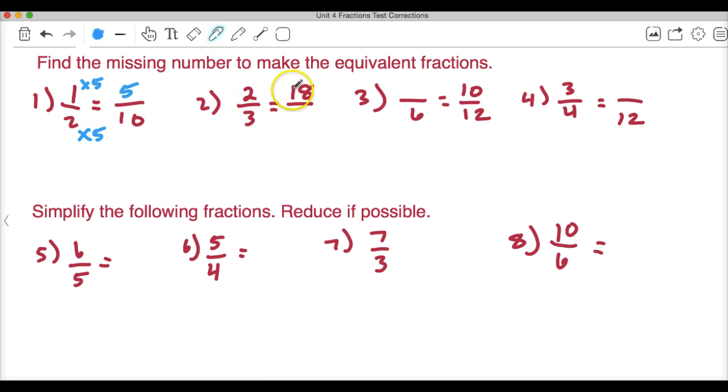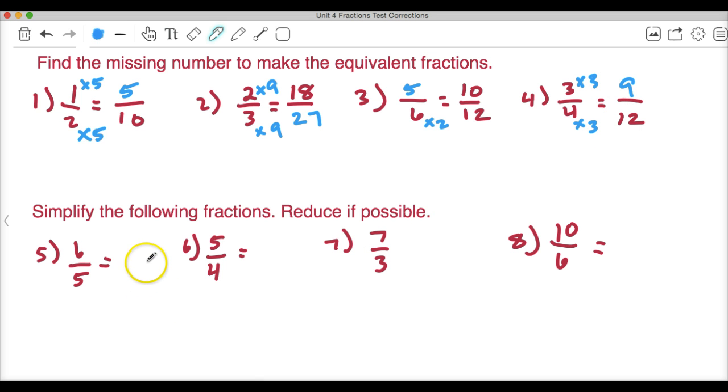Same thing here. We said 2 times 9 equals 18. Do the same thing to our denominator, and we get 27. 6 times 2 equals 12. And so this time we have to do 10 divided by 2 because we have to go backwards. So that's going to be 5. And to double check that, I'm going to say 5 times 2 equals 10. And then for the last one, it's 4 times 3 equals 12, and then 3 times 3 equals 9.